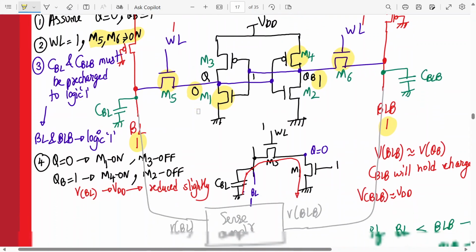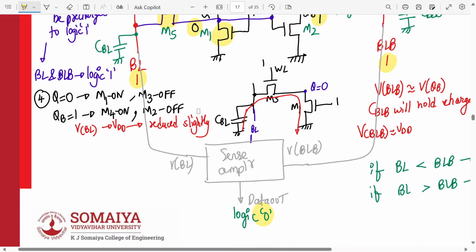Did you understand this operation? Yes or no? Hello? I don't know how much you have followed, but have you understood this?